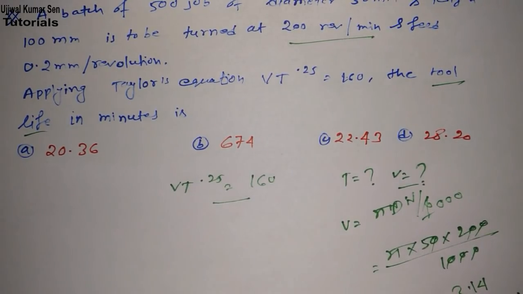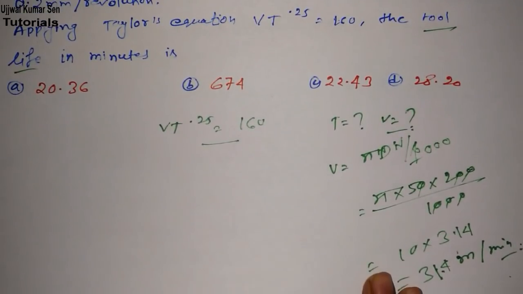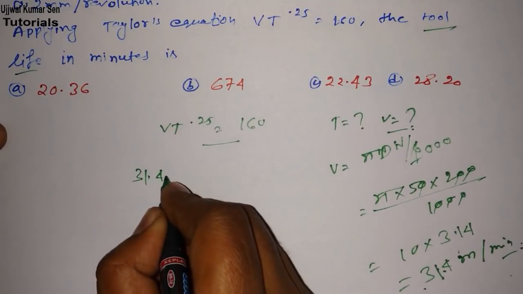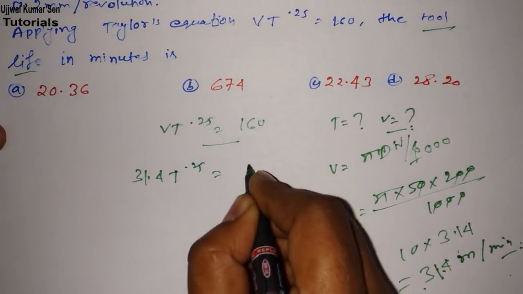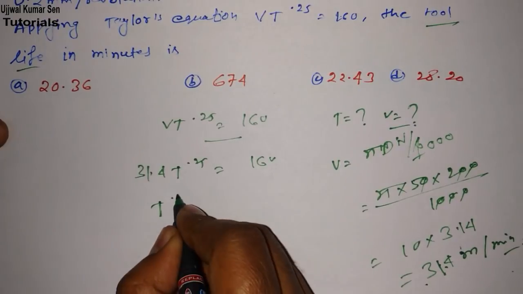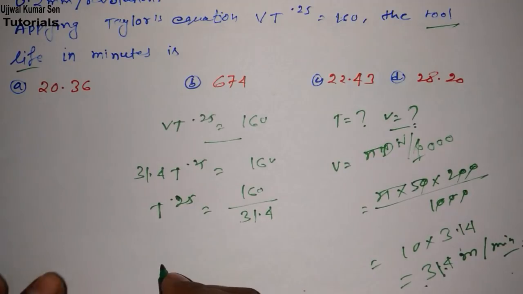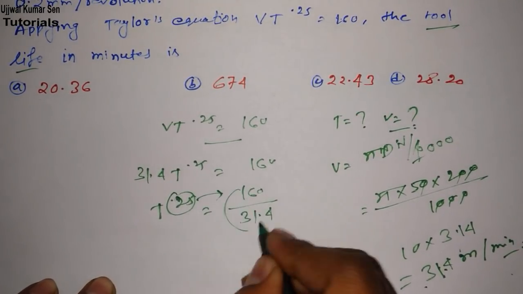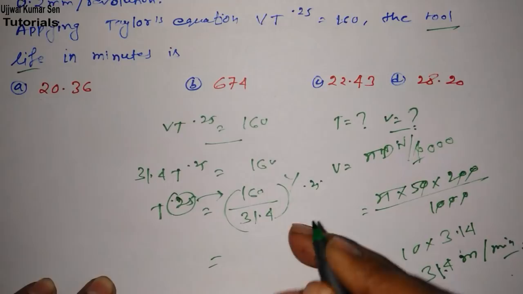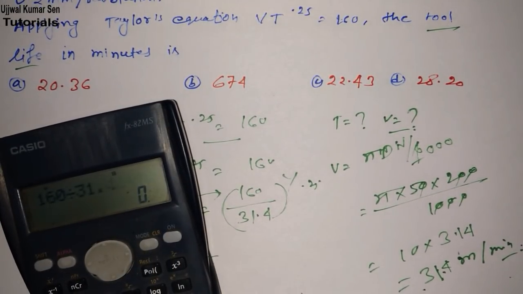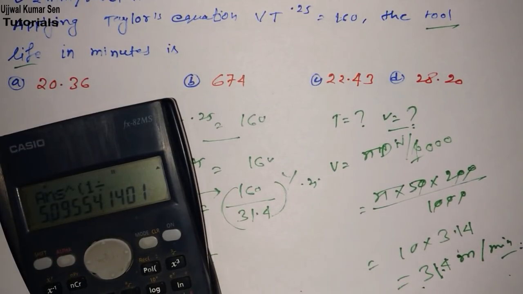Everything is given, so this is how we can solve the question. The velocity we got is 31.4 meter per minute. Now I have to solve this: 31.4 times t to the power 0.25 equals 160. I can send this value to the other side, and the power 0.25 goes as 1 by 0.25. So let's do it: 160 divided by 31.4, raised to 1 divided by 0.25.